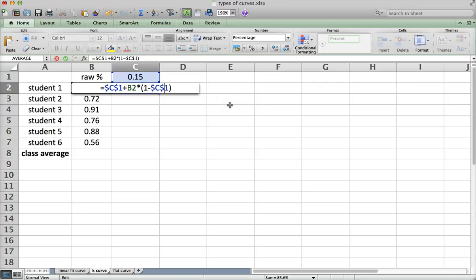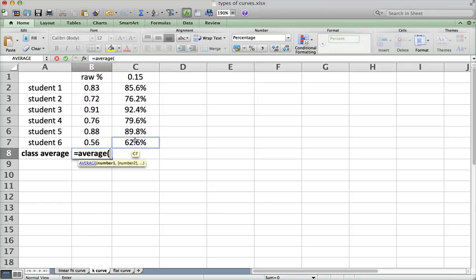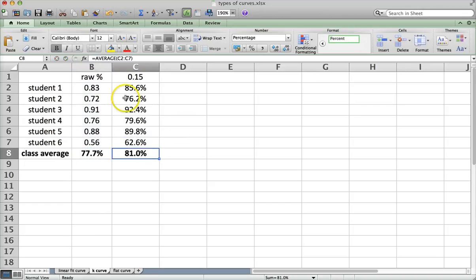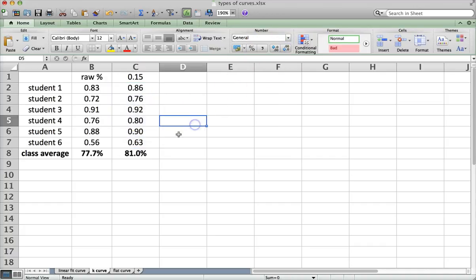So dollars in front of the letter, the number, and then I copy this down, and let me calculate some averages, and then copy that over. And I've already made these percentages, I guess. Okay, and it's the same thing, right?